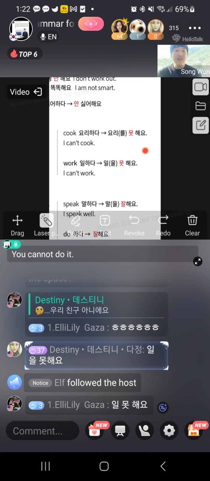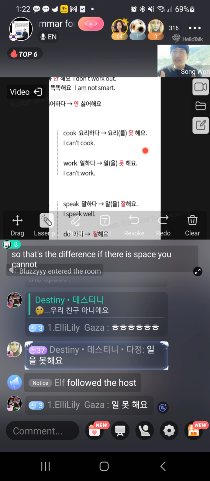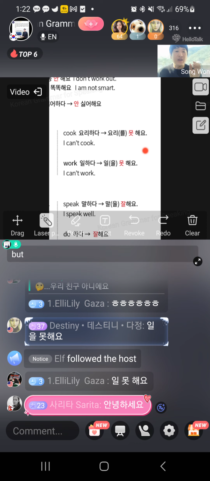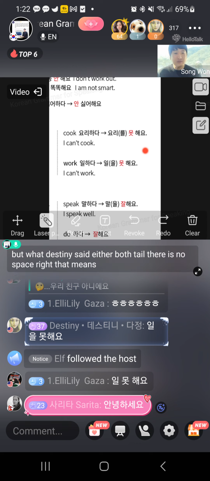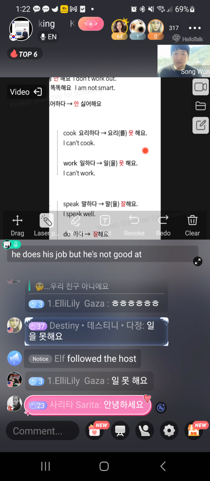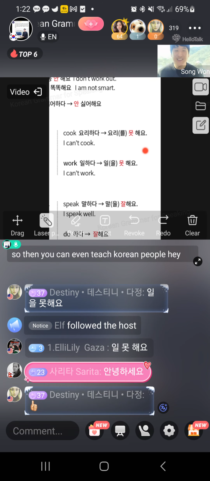So that's the difference. If there is space, you cannot work. Because you're sick, you cannot go to work at all. Zero. But what Destiny said, 일을 못해요. There's no space, right? That means he's not a good worker. He does his job, but he's not good at it. That's what it means. Alright? I hope you got this. So then you can even teach Korean people, hey, your spacing is wrong.